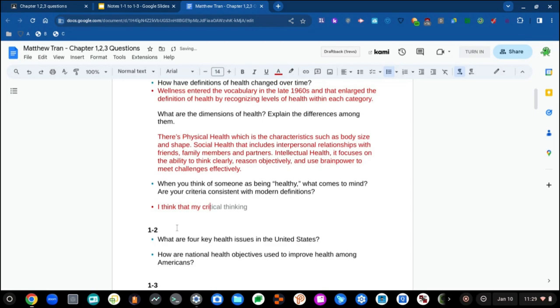You know, they may be very unhealthy, but they look like they might want to build muscle or something like that, but they might not be getting there in the correct fashion, because they might be using drugs and stuff like that. So that's something to keep in mind, okay?